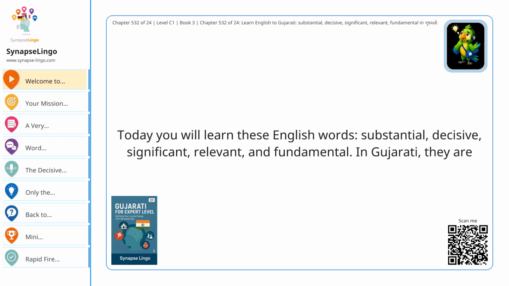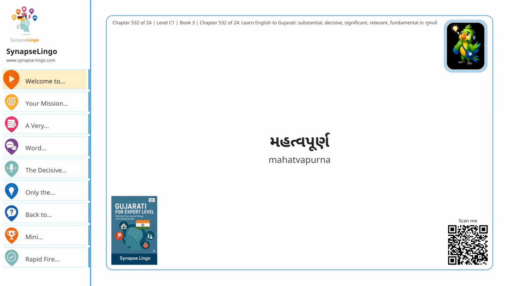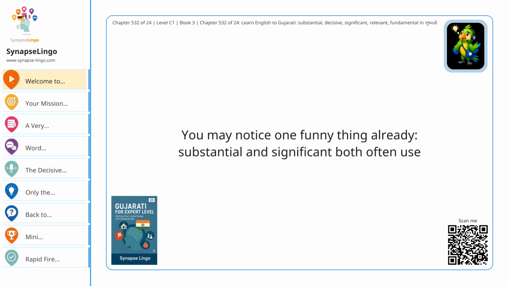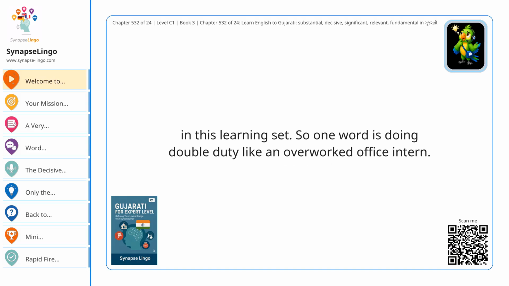Today you will learn these English words: substantial, decisive, significant, relevant, and fundamental. In Gujarati, they are Mahatvapurn, Nirnayak, Mahatvapurn. Again for significant, Sambandhit, and Moolbhoot. You may notice one funny thing already: substantial and significant both often use Mahatvapurn in this learning set. So one word is doing double duty like an overworked office intern.